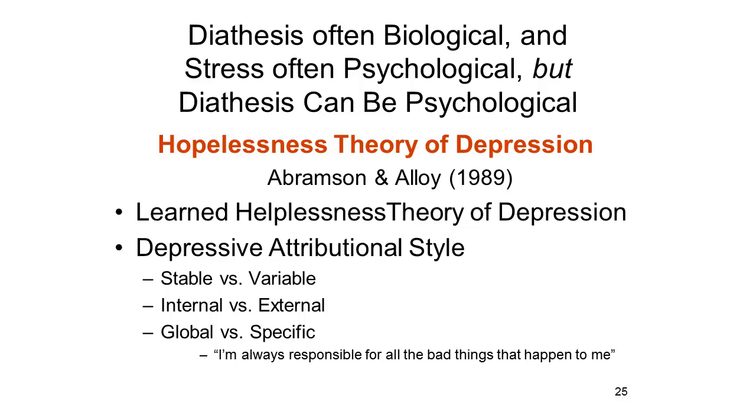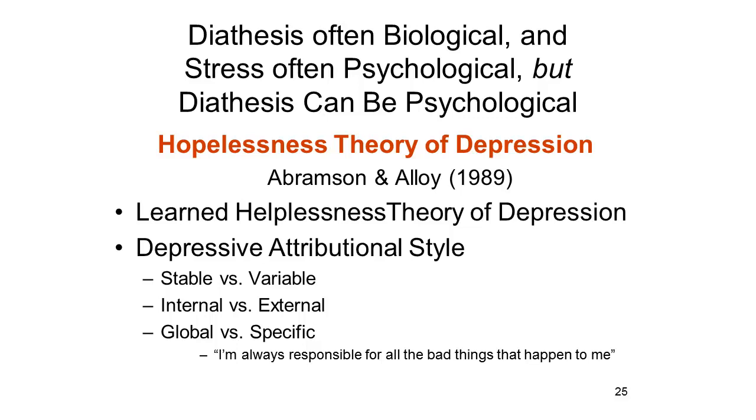So causal attributions can be made to stable factors or variable factors, internal factors or external factors. They can also be made to global factors or specific factors. You can say, I failed the test because I'm just not very smart, implying that you're not smart about anything. Or you could say, I'm just not very good at this thing. I'm going to go study something else where I can do better on the tests.